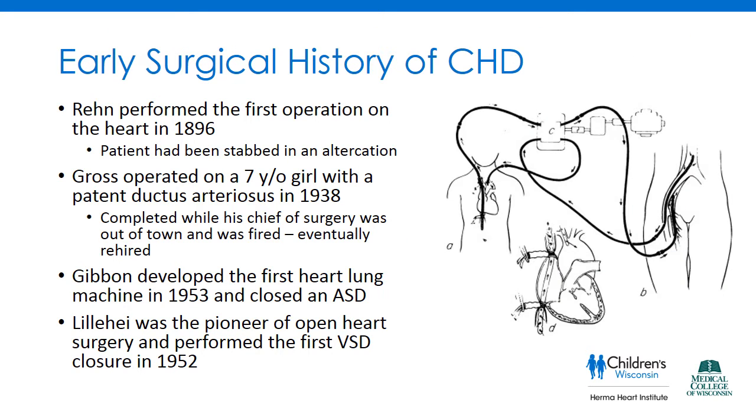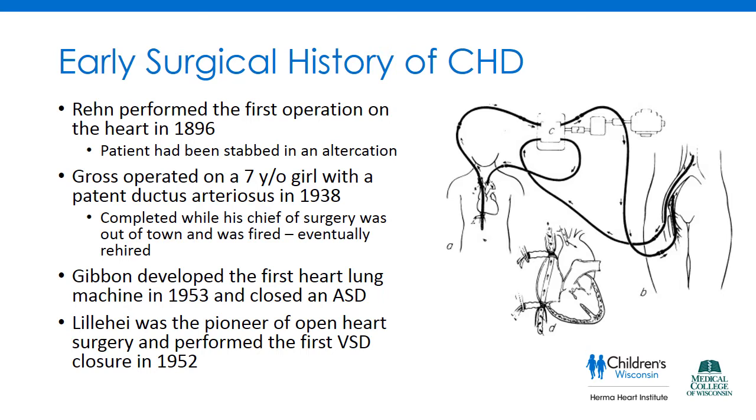Just a little back history on the surgical history of congenital heart disease. Rehn performed the first operation that was really noted on the heart, in 1896, on a patient who had been stabbed in an altercation. Really, it didn't become a routine thing until the 1950s, but Gross operated on a 7-year-old girl with a patent ductus arteriosus in 1938. We'll talk about a patent ductus arteriosus later on.